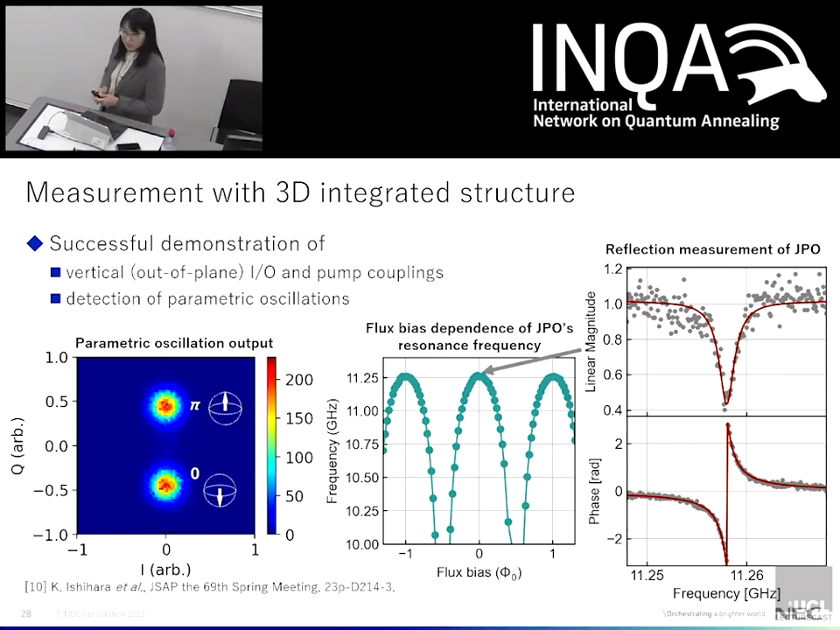I'd like to stress that although the frequency of the parametric drive is about 20 gigahertz, this result shows that the parametric drive was successfully transmitted through this three-dimensional structure. It's still not perfect, but we managed to achieve a 3D implementation with relatively low photon loss.